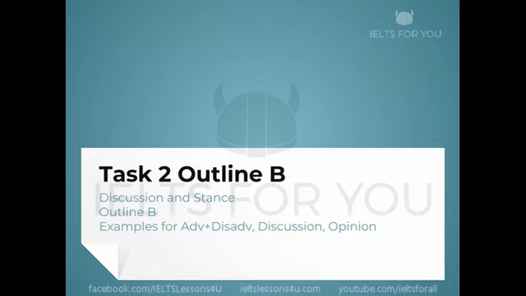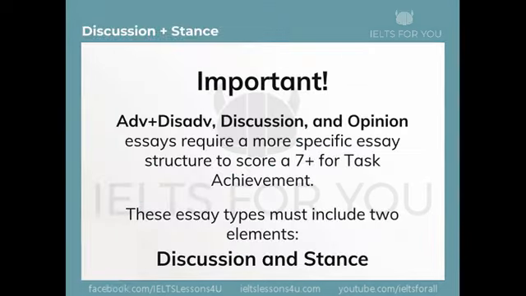Okay, let's take a look at our second option, Task 2 Outline B. In this part of the lesson, I'm going to talk about discussion and stance and how important those are for some essay types. We'll look at Outline B, and then I'll give you examples that you can use for advantages, disadvantages, discussion, and opinion.